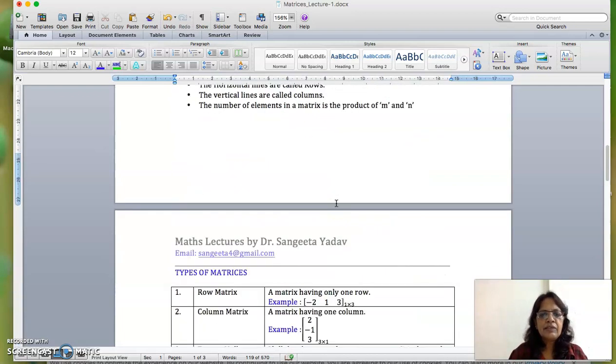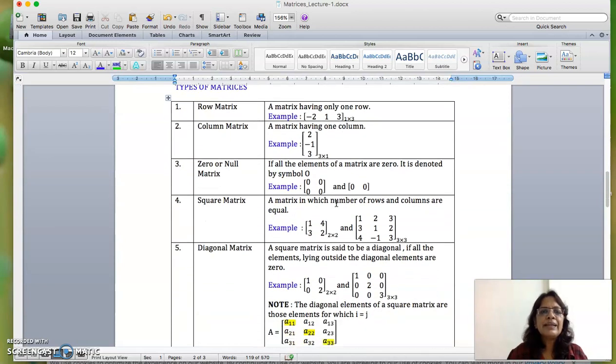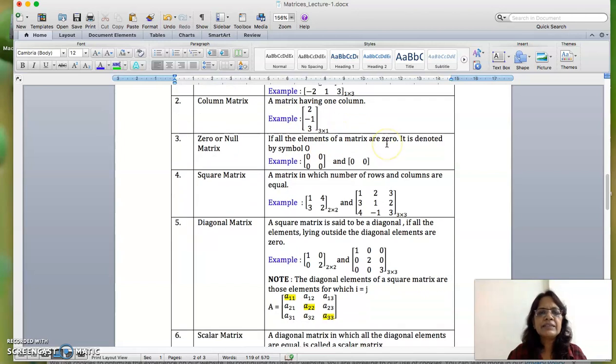Okay. Then we come to the different types of matrices. Row matrix: the name itself suggests that a matrix having a single row is called a row matrix. Like this example written here, in general it will be 1 cross n, a single row. The second is the column matrix. A matrix having a single column is called a column matrix, right? Here there are 3 rows and 1 column. In general it will be m cross 1.